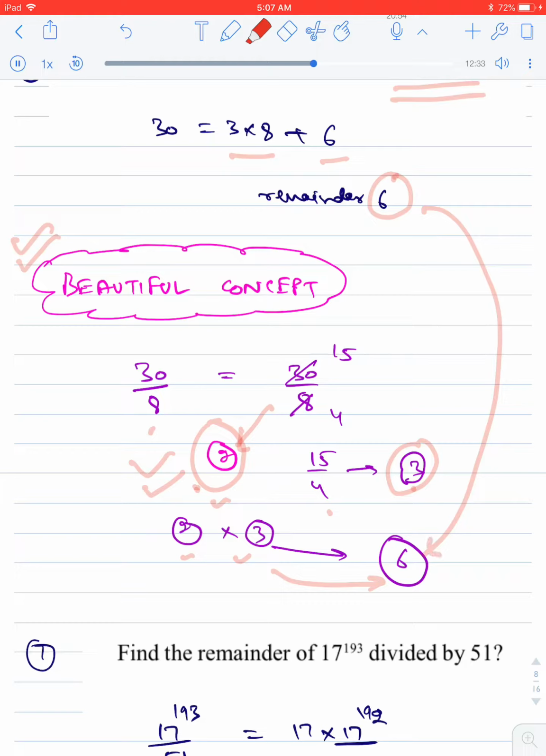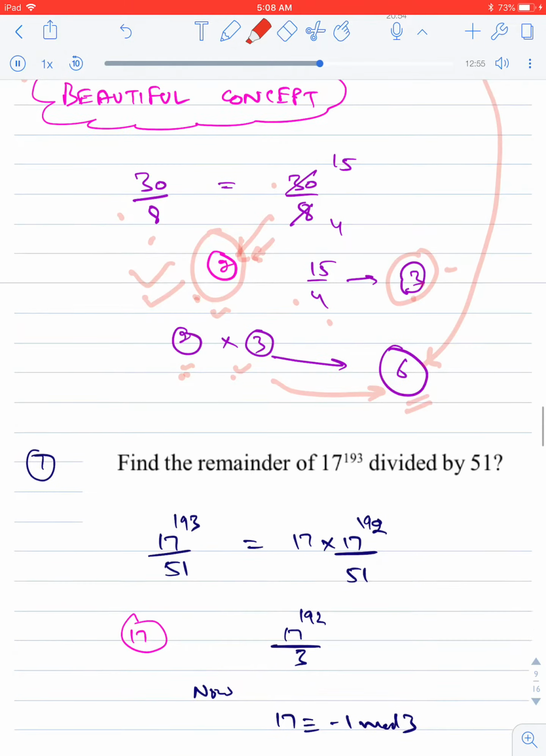Okay. I'm repeating again. Initially 30 by 8. Just take 2 outside from the numerator and denominator. Then you can say that you can take the HCF of numerator and denominator here. Take 2 outside. What we get is 15 by 4. Now divide 15 by 4, we get the remainder as 3. Multiply this 2 by 3, we get 6, which is the net remainder. Now we use this concept in the next questions.